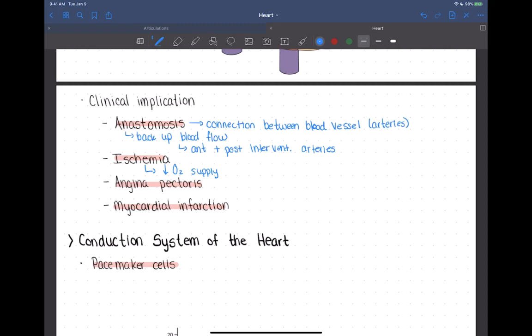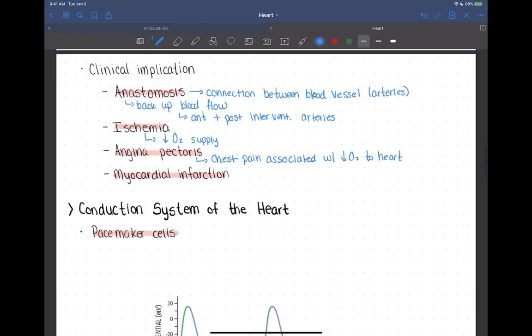And this lack of oxygen can be very, very painful. When it's happening in the heart, that's called angina pectoris. So this is chest pain associated with a decrease in oxygen to the heart. And that causes physical chest pains. That's called angina pectoris. So, chest pains from decreased oxygen to the heart.